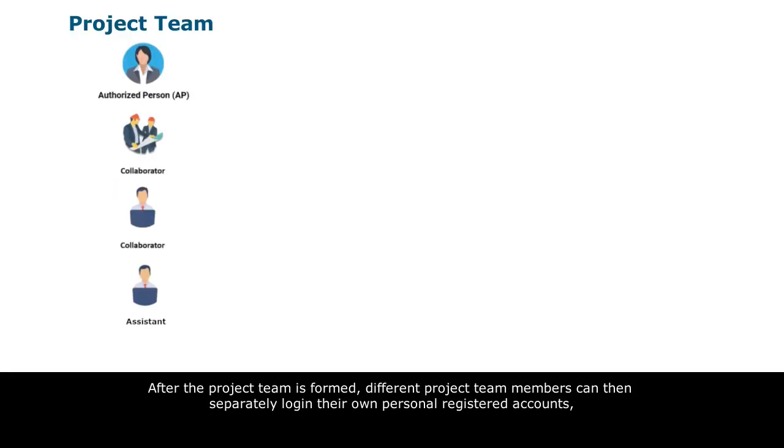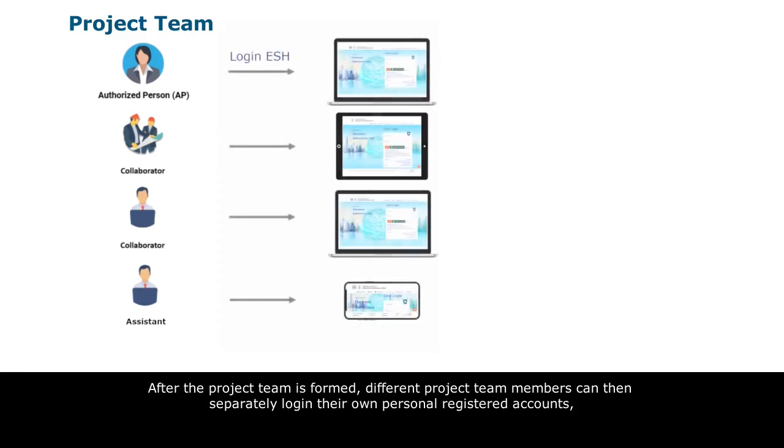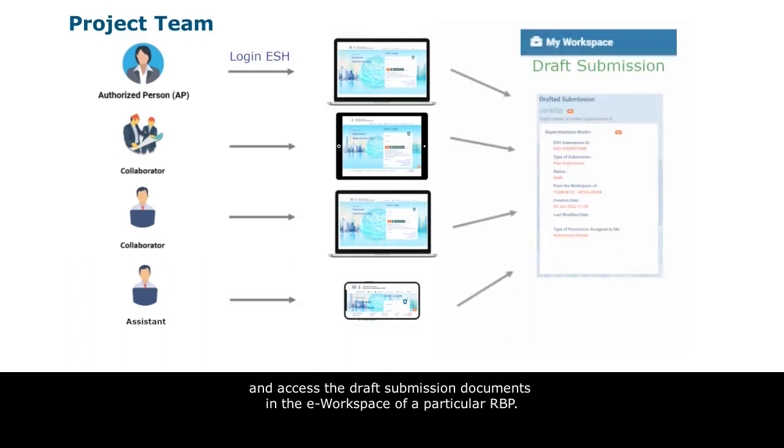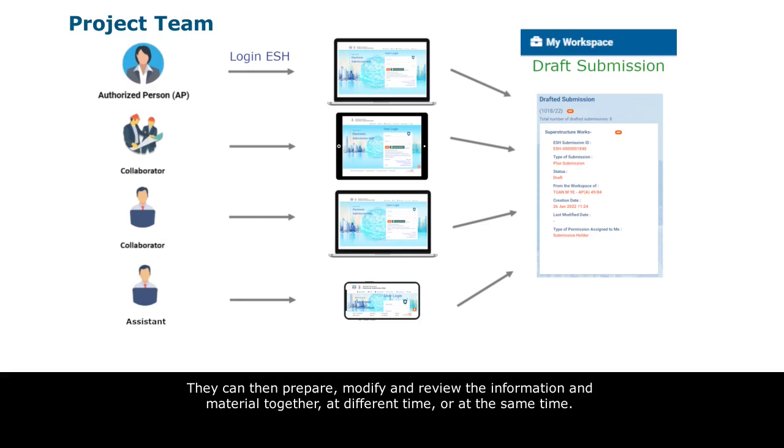After the project team is formed, different project team members can then separately log in their own personal registered accounts and access the draft submission documents in the eWorkspace of a particular RBP. They can then prepare, modify, and review the information and material together, at different time, or at the same time.